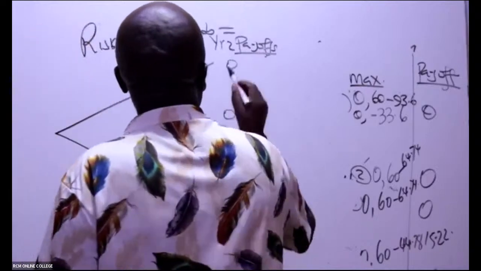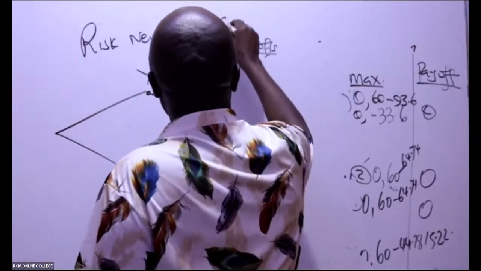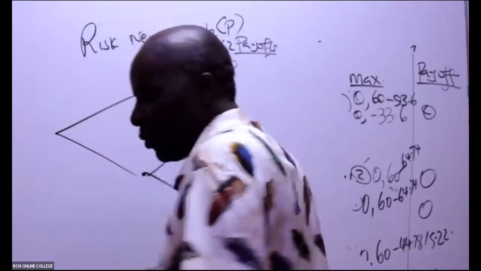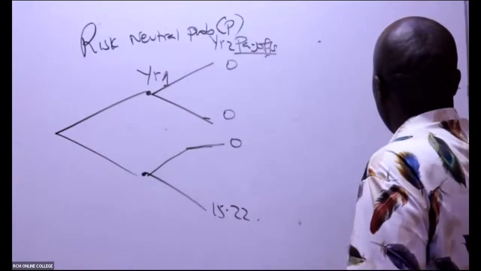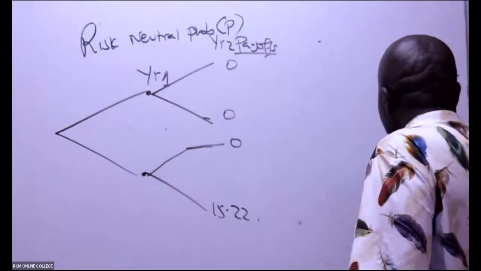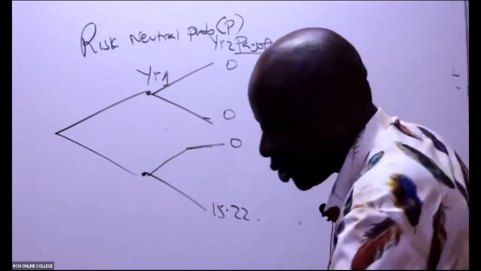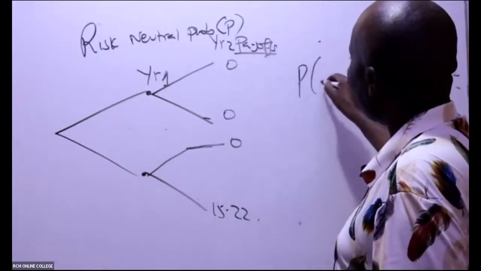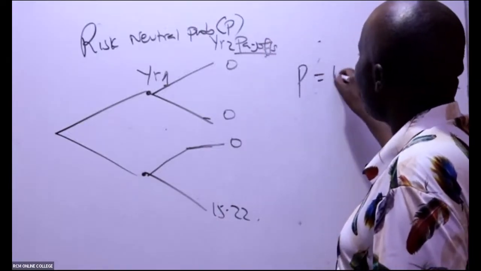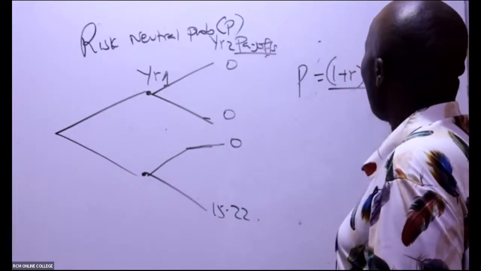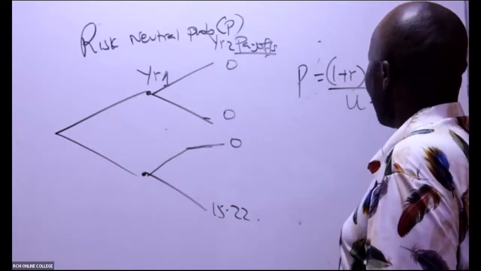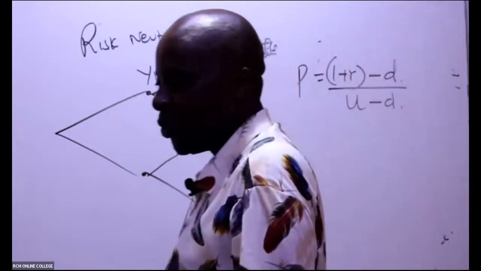How do I get this risk-neutral probability, my very good students? What I'll call P, the risk-neutral probability, is normally very easy. What you need to do is take 1 plus R, subtract D, all over U minus D. Is there somebody who is able to remember the U and the D?